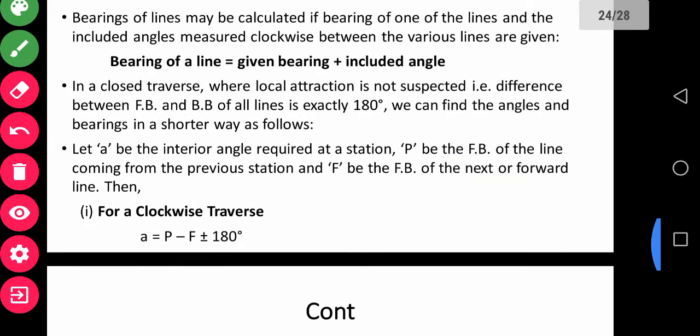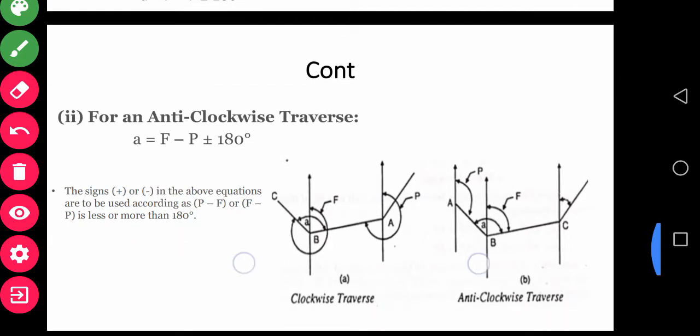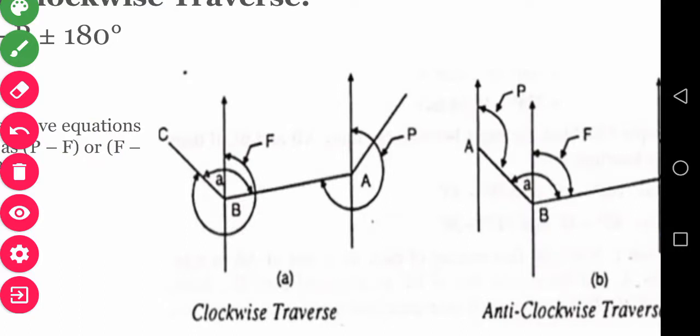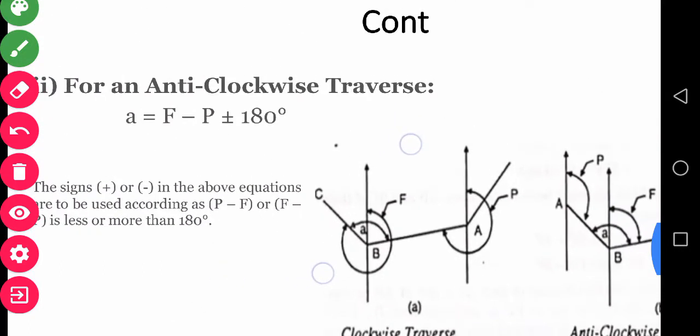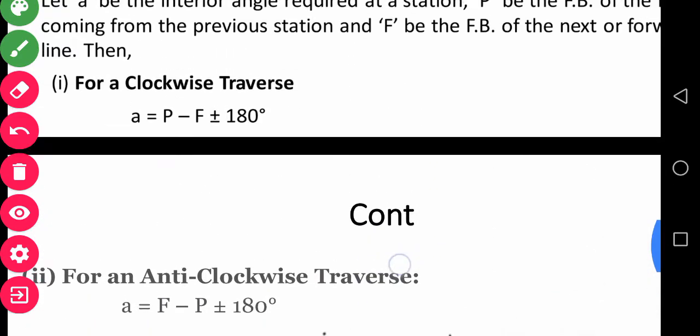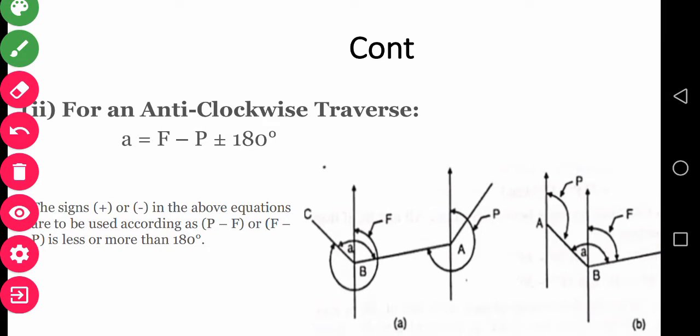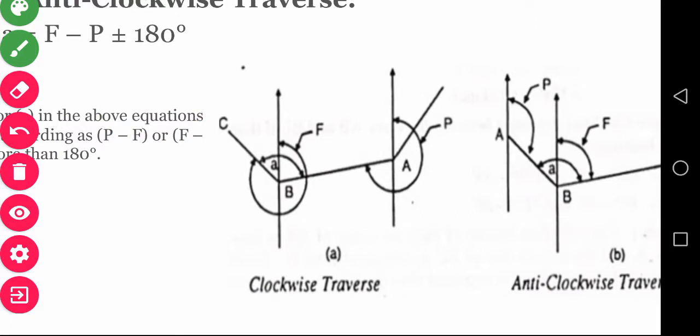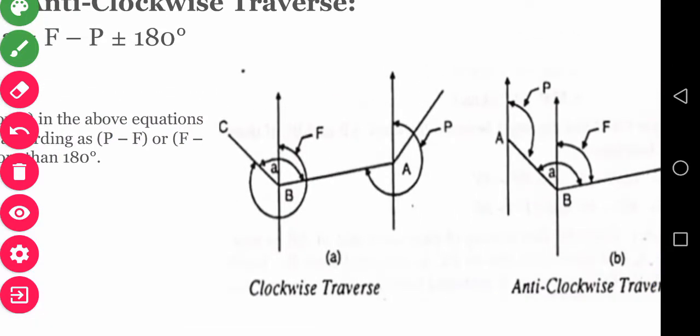We will discuss it, first for a clockwise traverse. Clockwise traverse means the traverse or the measurement or the survey direction is in the clockwise direction. So if you need to find this included angle A, how can we find it? Let's discuss this. I told you clockwise traverse, so first understand what a clockwise traverse is. Let's say this is A, this is B, this is C. So this is going in the direction of a watch. So this is a clockwise traverse.